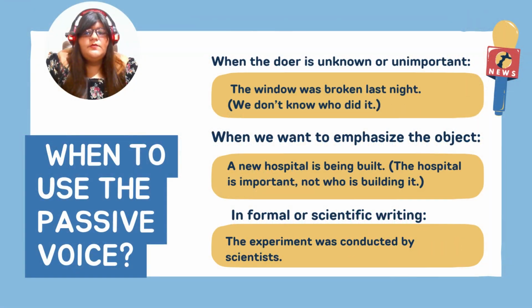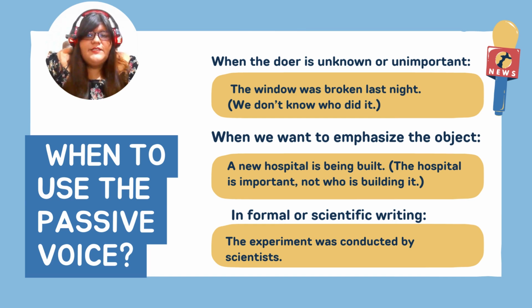Then we have here when to use the passive voice. This is important and try to keep it in mind. When the doer is unknown or unimportant, for example, the window was broken last night, but we don't know who did it. Then we have when we want to emphasize the object. A new hospital is being built. The hospital is important, not who is building it.